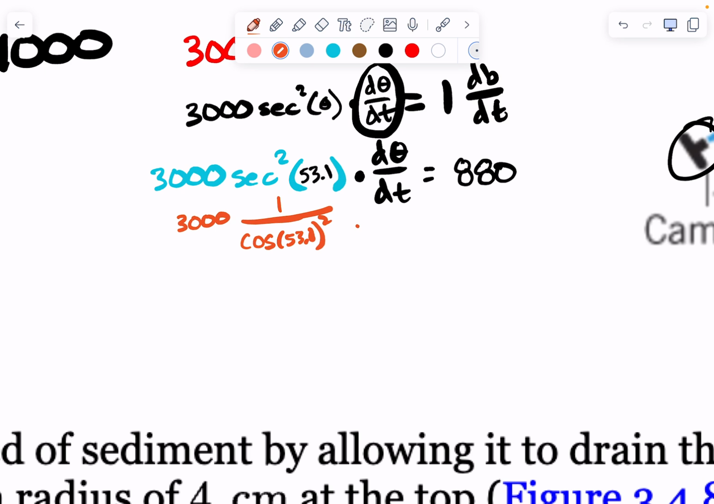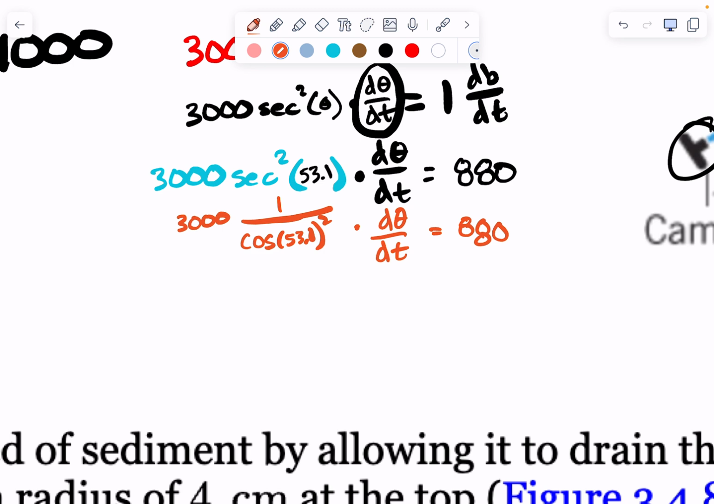Did you square the cosine of 53.1? Yeah. What'd you get? Did you take them times 3,000? I'm trying to decide if I want to move this over to the other side first. Do you want to move him? I put all of that on the bottom of 880. You don't want the 3,000 on the bottom.